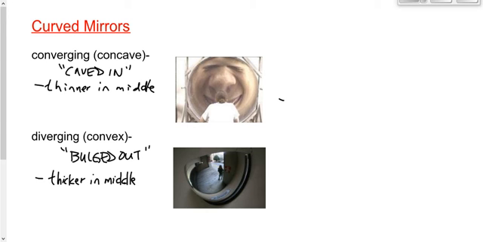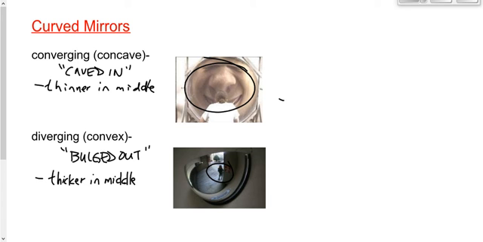Today we're going to learn to draw what we call ray diagrams, which are going to allow us to predict exactly what the image is going to look like. Are we going to see this big and right side up, or smaller and right side up? Or are we going to see something different altogether, like smaller and upside down, or bigger and upside down?